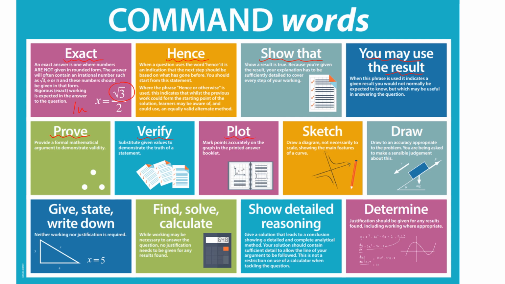If you're doing a plot, it's going to be accurate as opposed to a sketch, which just shows the main features. You might have to draw a diagram and make sensible judgments about it. Give, state and write down: neither working nor justification is required. You can just write them down. Find, solve or calculate: you don't need to give any justification. You can just write the answers down.